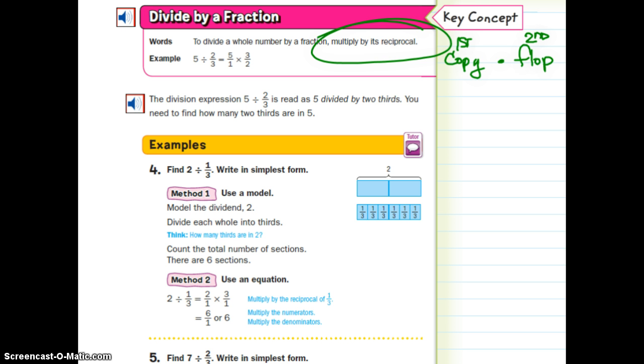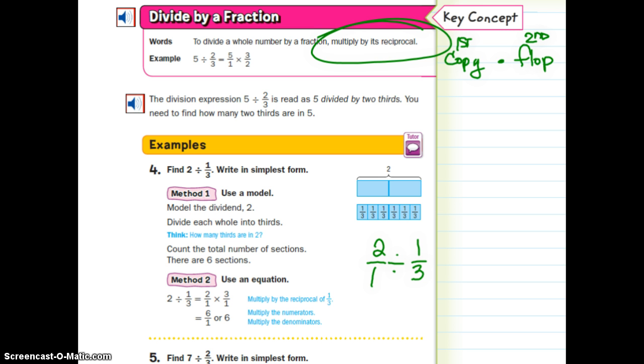Is the same thing as saying multiply by the reciprocal. Alright, so in example number 4, find 2 divided by 1/3. Down here, again, we're not going to do the model drawing, we're going to go to the problem. We have 2 over 1 divided by 1 over 3.